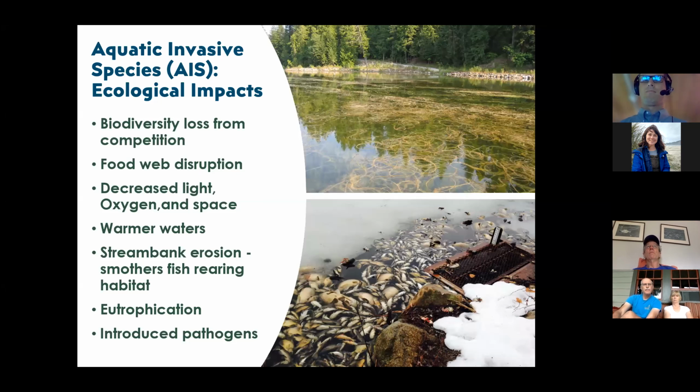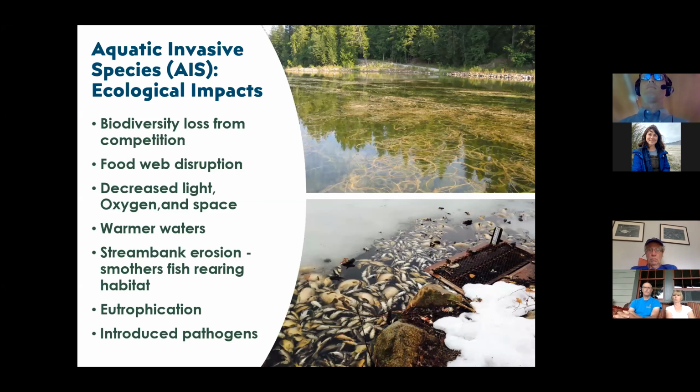We may have decreased light and oxygen and space. So this top photo, I think it's a milfoil. It could be a hydrilla though. When we say aquatic invasive plants can clog waterways, we literally mean clog waterways. And so it's darkening all the space below for native plants to be growing, or even for fish to be moving around.